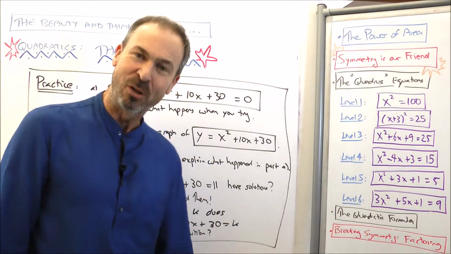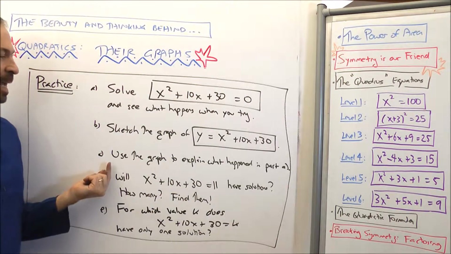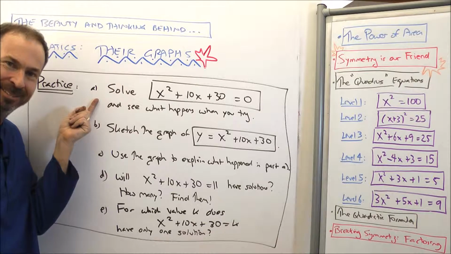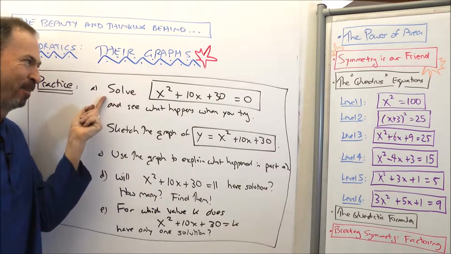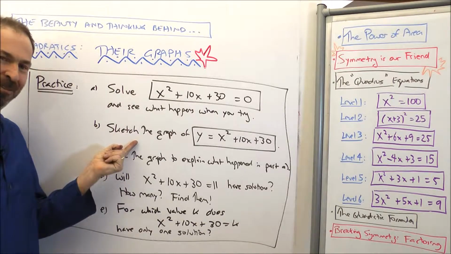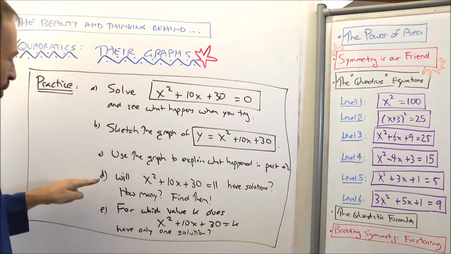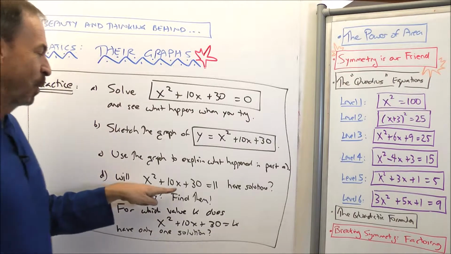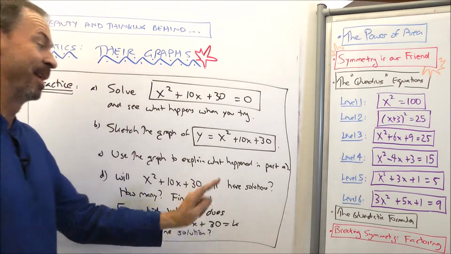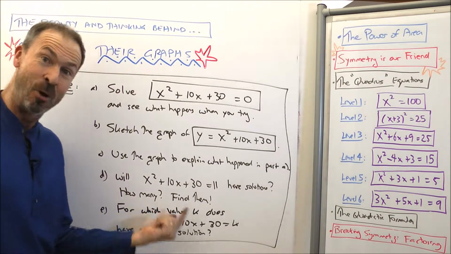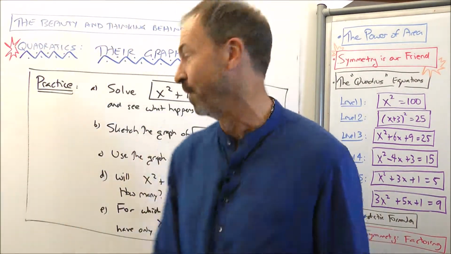Great. And once you sketch the graph, then in part C, use the graph to explain what happened in part A. Alright, so do some algebra, see what happens, sketch a graph, and then use the graph to explain the algebra. Fabulous. Part D, will x squared plus 10x plus 30 equal 11 have solutions? If so, how many solutions, and if so, can you actually find the solutions? Actually solve that for me.